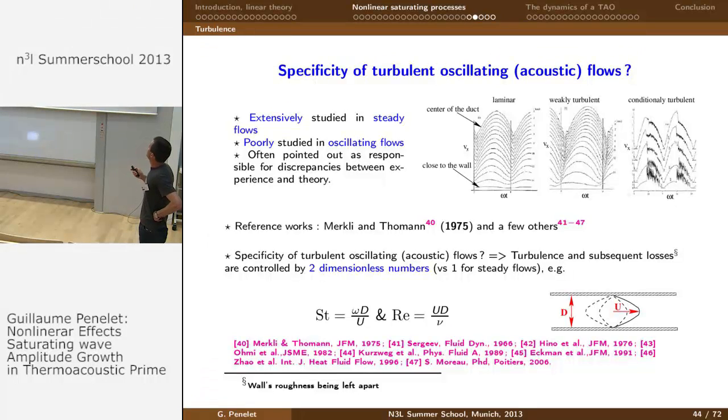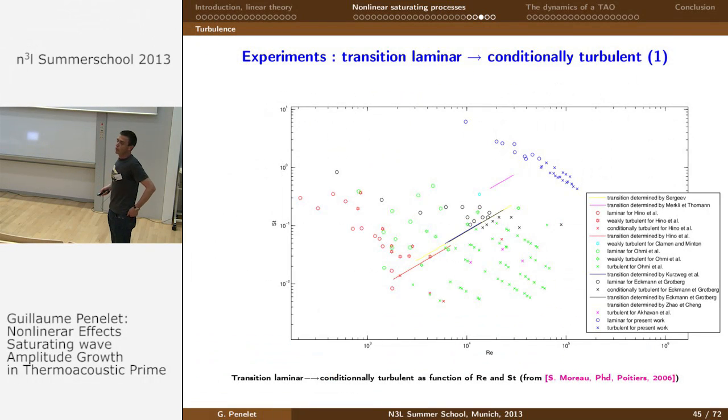But the specificity of this oscillating flow compared to steady flow is that in this case we need two dimensionless numbers to describe the transition to turbulence. These are, for instance, a frequency parameter, such as the Strouhal number, and an amplitude parameter, which is the acoustic Reynolds number. Some authors have made measurements using LDV, hot wire, or visualization of this transition to turbulence.